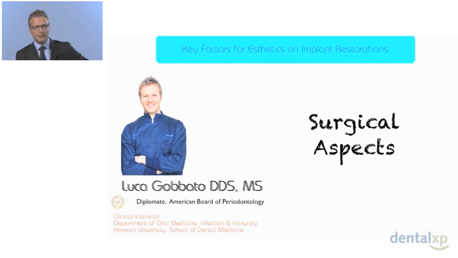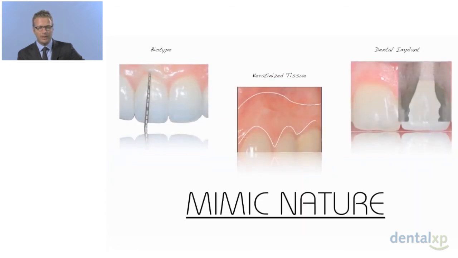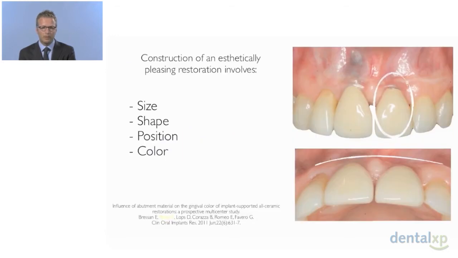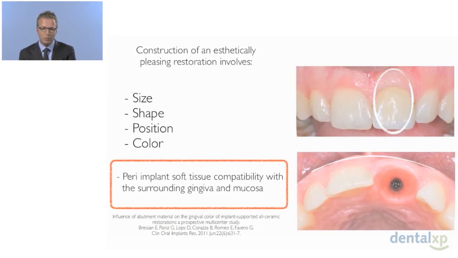We are going to talk about aesthetics because the last challenge of dentistry today is to mimic the natural dentition with the implant-supported restoration. When it comes to implants, it's not only the size, the shape, the position and the color of our restoration that is important, but probably more important is the peri-implant soft tissue compatibility with the surrounding gingiva and mucosa. This must be as similar as possible to the tissue surrounding the natural dentition next to our implant prosthetic restoration.